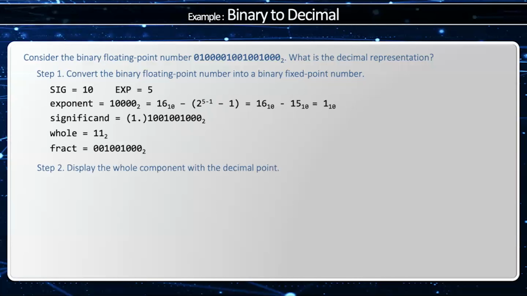Now I'm going to display the whole component, which is going to be 2 binary digits, 1, 1, and that's going to be 2 to the 1 plus 2 to the 0, and that's going to be 3, and that's going to be my whole component. Don't forget the dot.